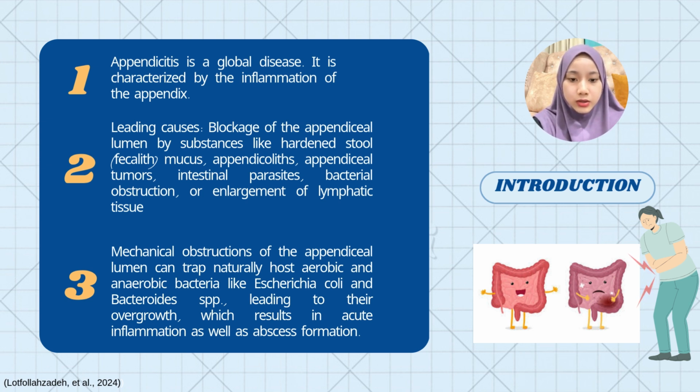The mechanical obstruction of the appendiceal lumen can trap naturally hosted aerobic and anaerobic bacteria like E. coli and Bacteroides species, leading to their overgrowth, which results in acute inflammation as well as abscess formation.